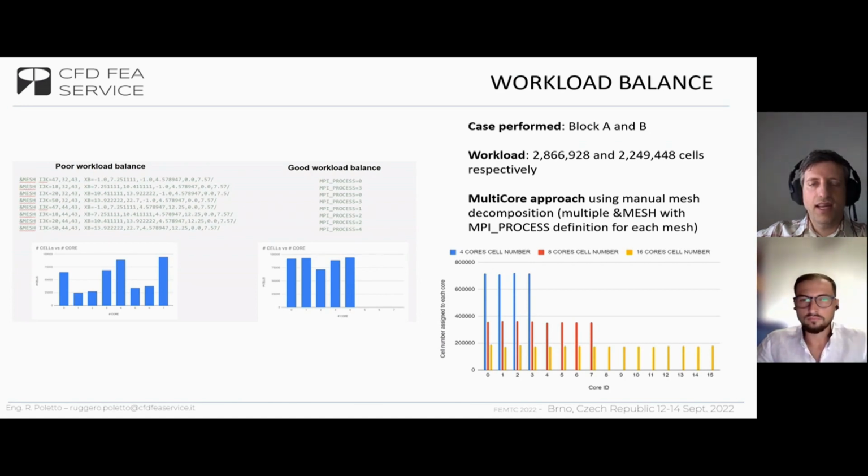And we tried using the MPI process to evenly distribute the cells among the cores used for the simulations. So in the 4-core case, we got about 750,000 cells per single core, which then became 350,000 when using 8 cores, and a little bit below 200,000 cells per single core in the 16-core approach. And here you can see a graph of the cell distributions among the several cores used in the 3 cases.